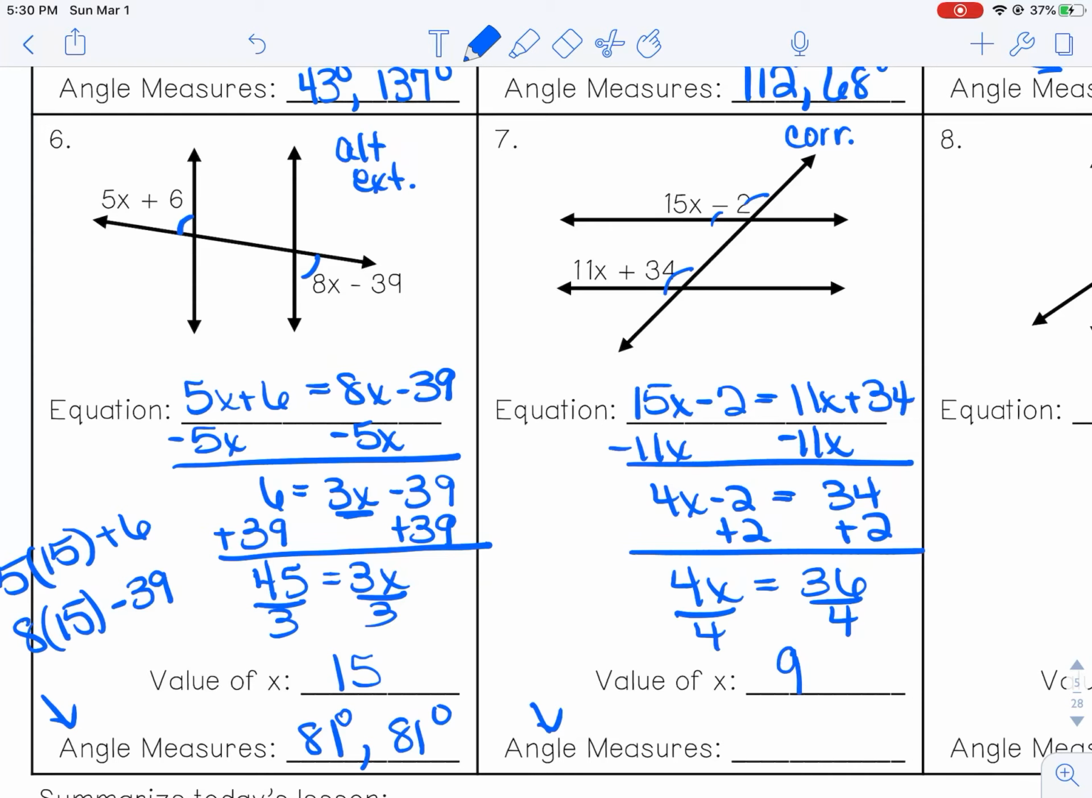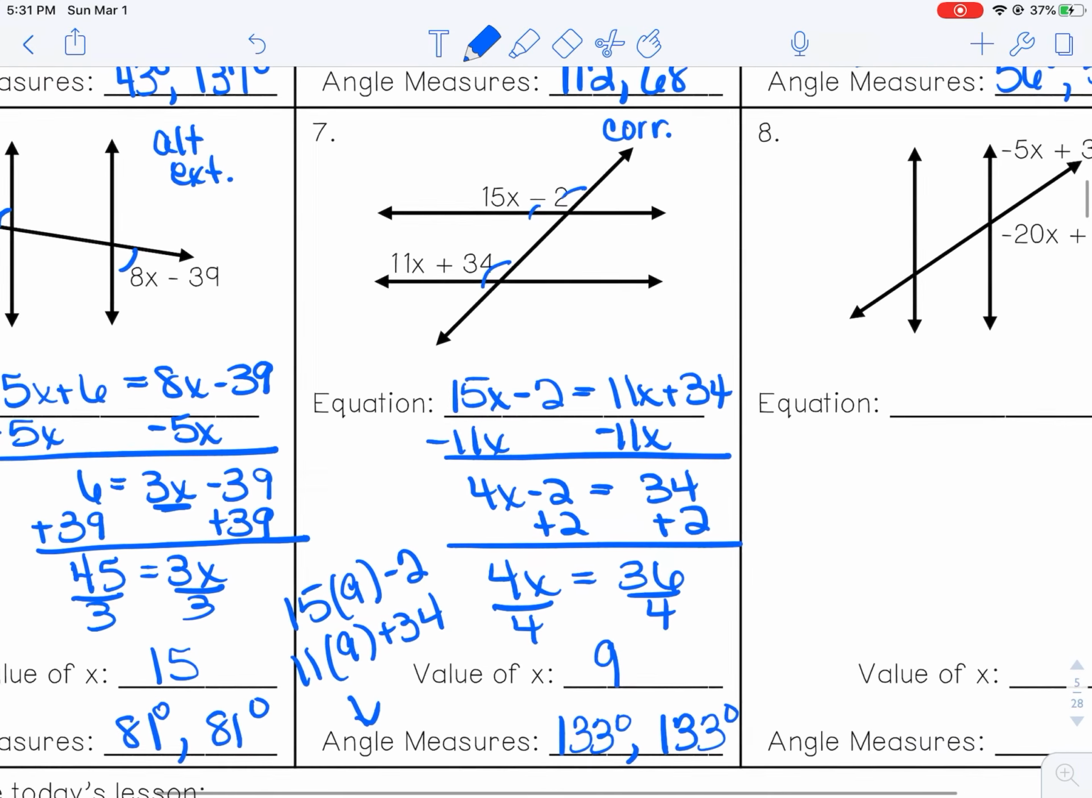Okay, so we're going to plug in 15 times x, which is 9, minus 2, and 11 times x, which is 9, plus 34. So 15 times 9 minus 2 is 133 degrees. Plug in your calculator. 11 times 9 plus 34. So that's 99 plus 34. Yep, that also gives me 133 degrees.